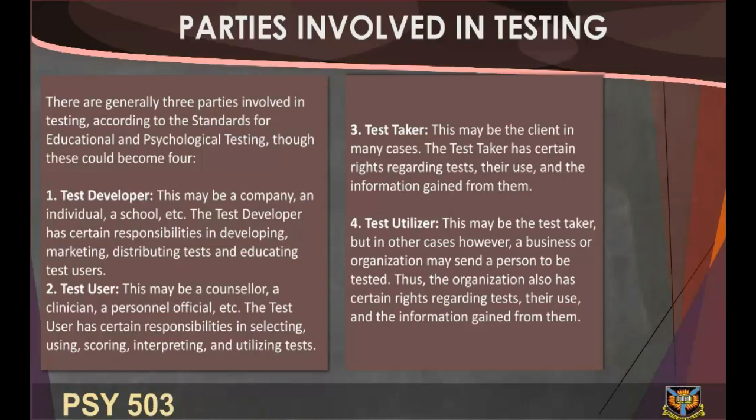2. Test user. This may be a counselor, a clinician, a personnel official, etc. The test user has certain responsibilities in selecting, using, scoring, interpreting, and utilizing tests. 3. Test taker. This may be the client in many cases. The test taker has certain rights regarding tests, their use, and the information gained from them.